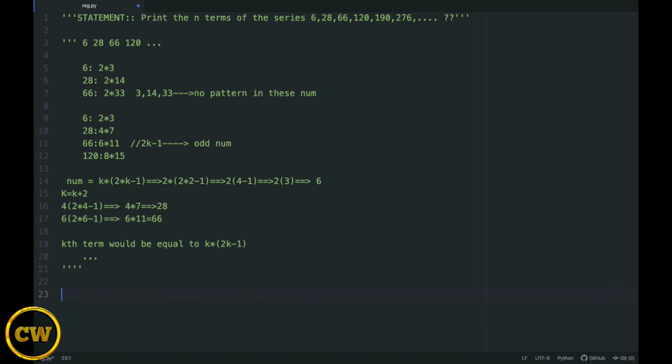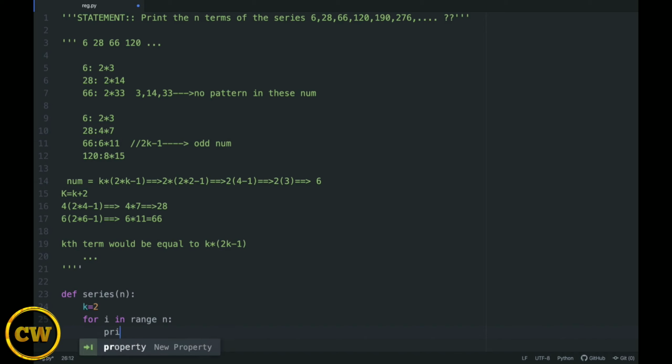We'll start writing code now. So we will define a function series of n, and we'll initialize k equal to 2, because our series starts with 2, right? Here k would be 2, so k equal to 2, for i in range of n.